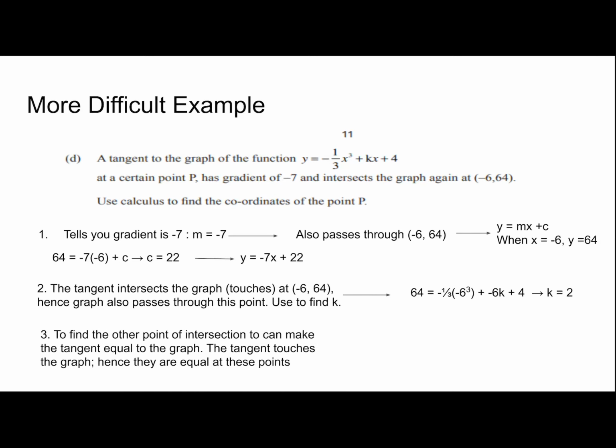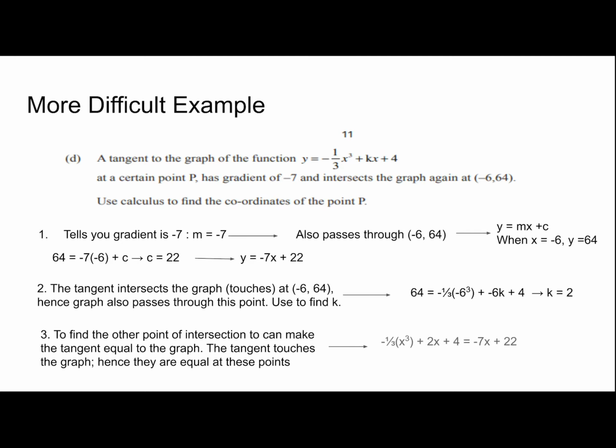Our next step is to find the point of intersection by making the tangent equal to the graph. The tangent touches the graph, hence they're equal at these 2 points. You know that the graph and the tangent line touch twice, and they gave you 1 point and didn't give you the other point. However, because they're touching, they're equal to each other at these points. So if you make the graph equal to our tangent line, you can find both of the points where the graph and the tangent are touching each other, and that is our point P we want.